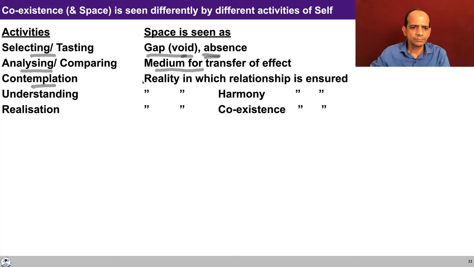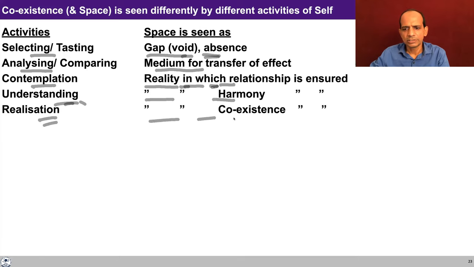At the level of contemplation, I am able to see the reality in which the relationship is ensured. So the space is seen as the reality in which the relationship is ensured. So we can see that relationship is there between me and the other human being, between one physicochemical unit and another physicochemical unit, between me and the body, isn't it? So there is a reality in which relationship is ensured. Similarly, at the level of understanding, we can see that there's a reality in which the harmony is ensured. Similarly, at the level of realization, we can see that there's a reality in which coexistence is ensured. So I'm able to see the essence, the reality, isn't it?